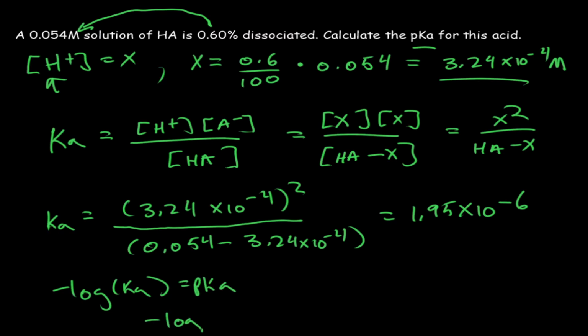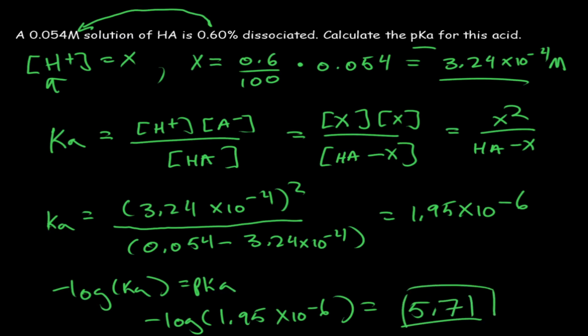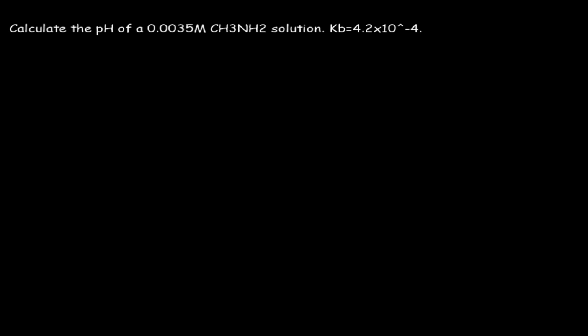So the negative log of 1.95 times 10 to the negative 6 is going to give us a value of 5.71. So the pKa for this acid that was 0.6% dissociated is 5.71. Okay, let's look at our next question.